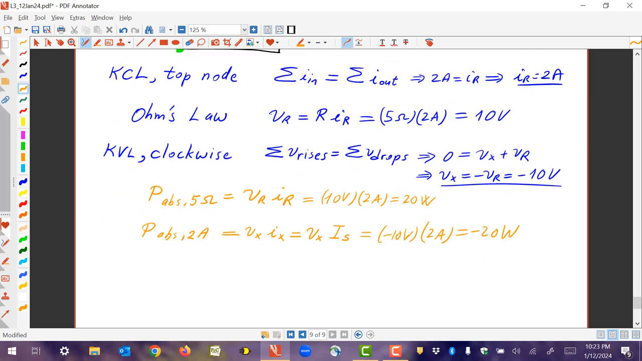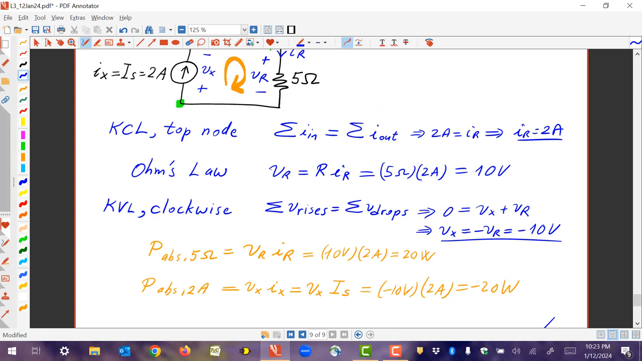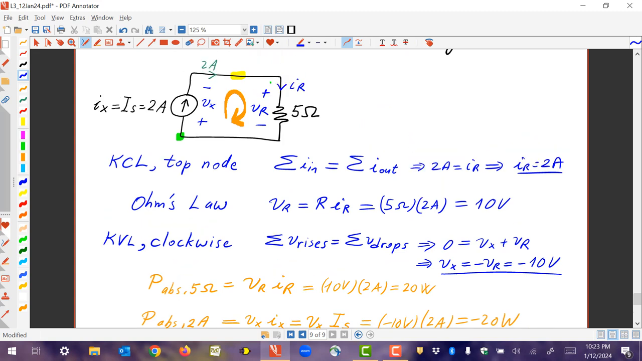And as we said before, conservation of power says the sum of the power absorbed for all elements k in a circuit must equal 0, right? So in this case, we have two elements. We take the power absorbed by the 5 ohm resistor plus the power absorbed by the 2 amp source, and you have 20 watts minus 20 watts. It equals 0. Good, it is satisfied. Again, this applies to any circuit with any elements. I'm just illustrating for the simple case. But if you had more elements, this must also be true.